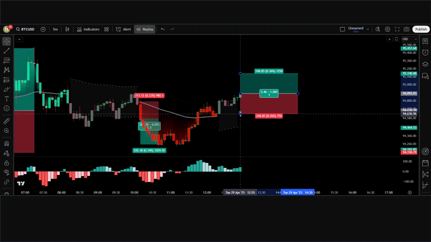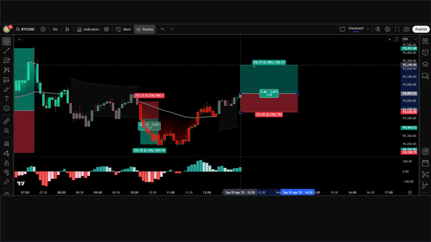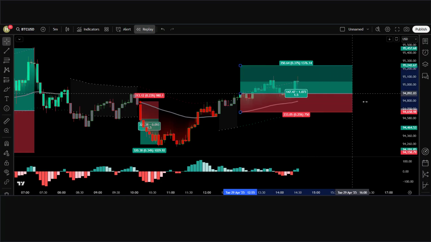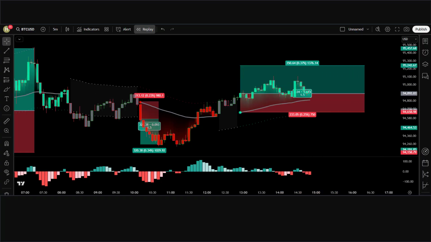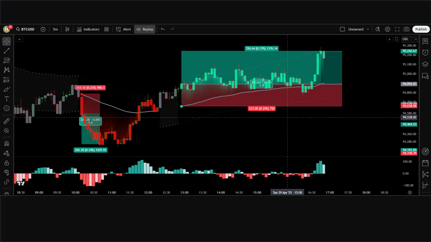Our stop loss will be placed at the plot line of the range filter, and the risk to reward ratio will be 1:1.5. Let's see what happens to our trade. Our trade is running in profit. We have won the trade.